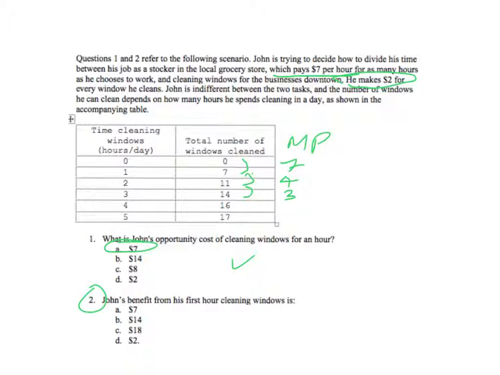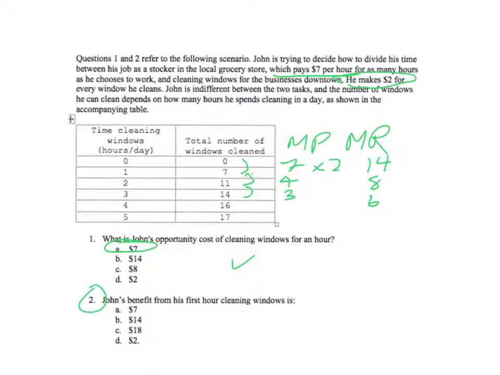And since the benefit of cleaning each window is constant at $2, we can think about the marginal revenue, or the marginal benefit in these problems. We just multiply the number of windows by $2, and we get the benefit in dollar terms instead of in windows. So 14, 8, and 6.